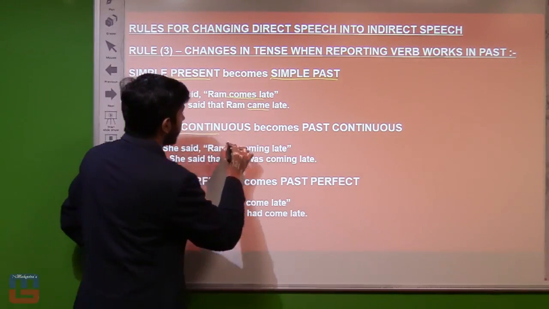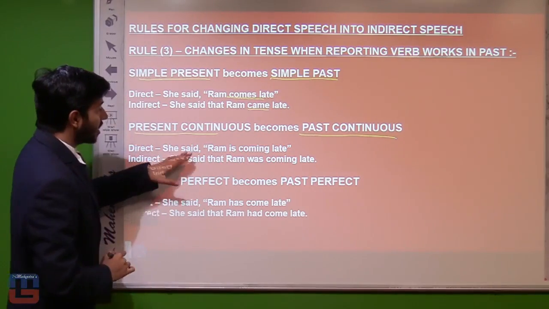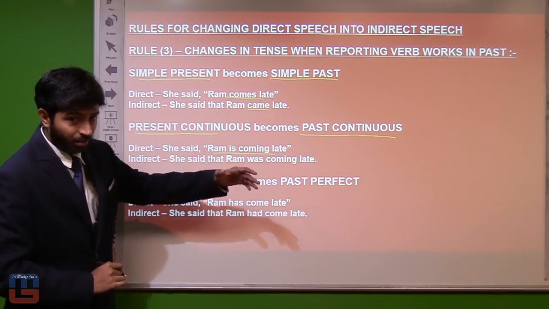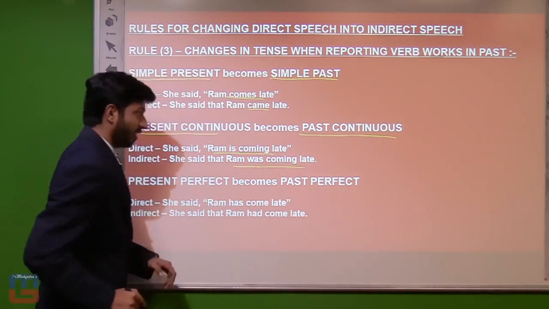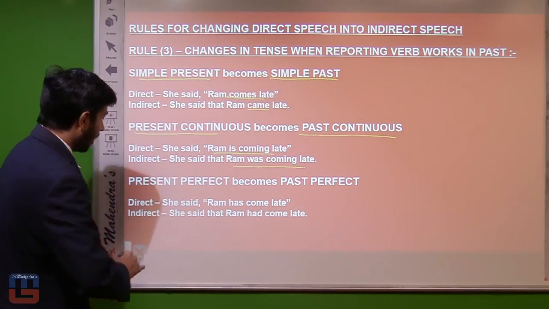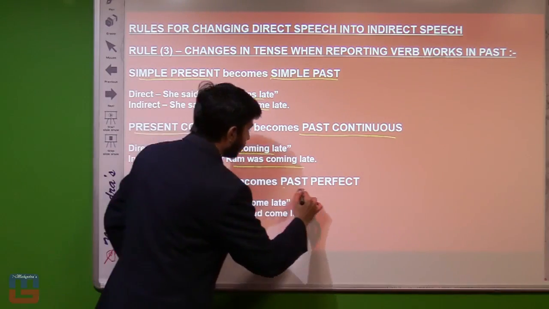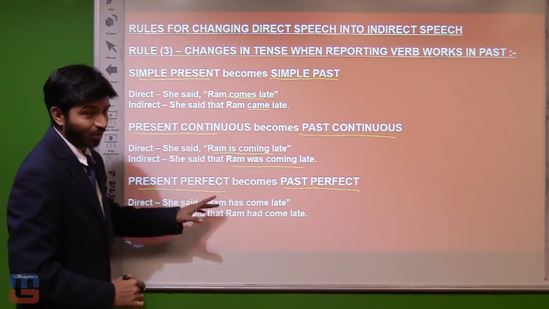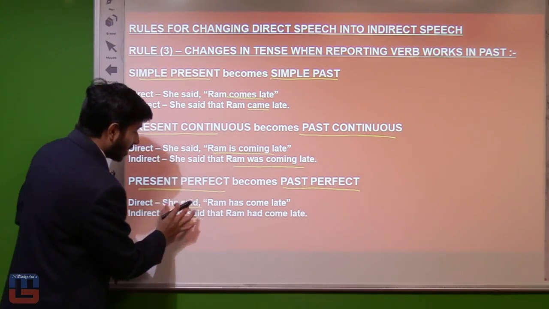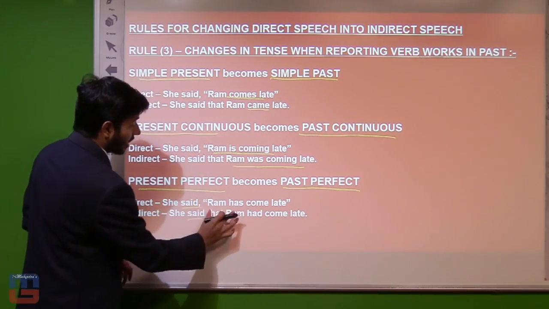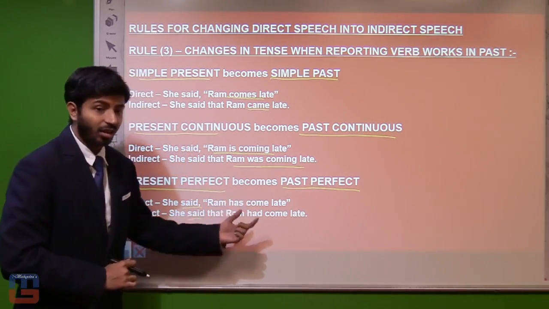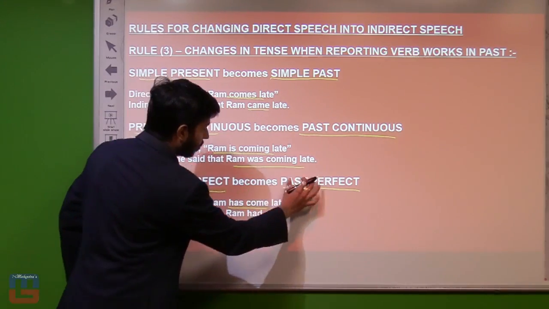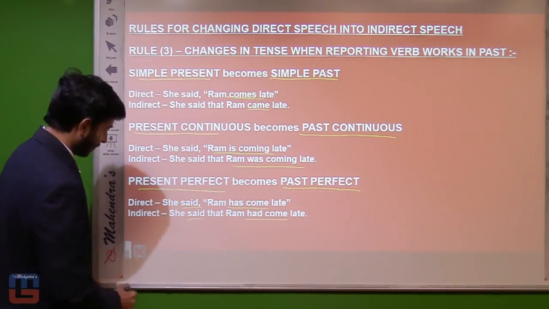Present continuous becomes past continuous. She said, "Ram is coming late." Present continuous becomes past continuous: Ram was coming late. Therefore such types of changes occur. Present perfect becomes past perfect, because the reporting verb is in past. She said, "Ram has come late." She said that Ram had come late. Has come is an example of present perfect, and it becomes past perfect, so had come should be used.